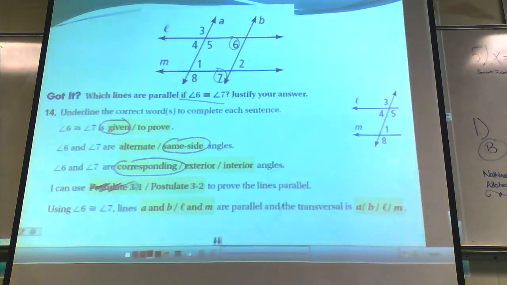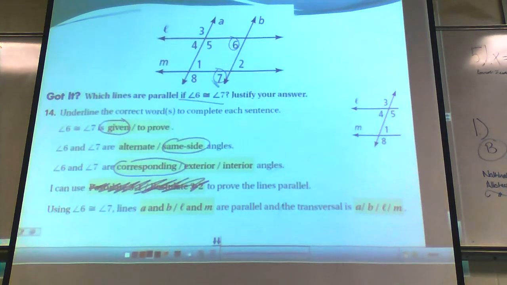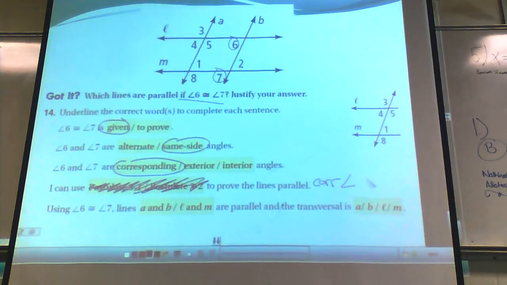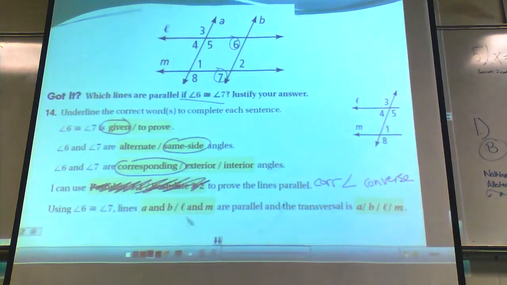This right here, I don't want you guys thinking in terms of postulates. I want what was in the presentation. What kind of angles are 6 and 7? Like using the names we did yesterday. Corresponding. So this would be corresponding angles converse. Okay? And then for this one here, which lines are actually parallel? Is it A and B or is it L and M?